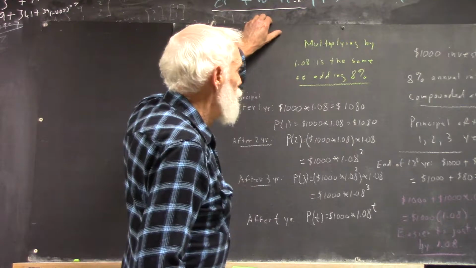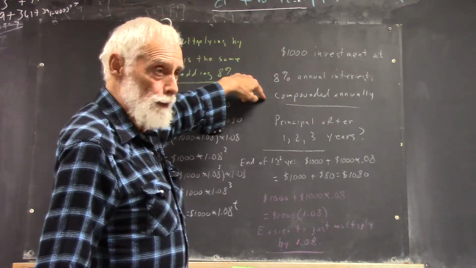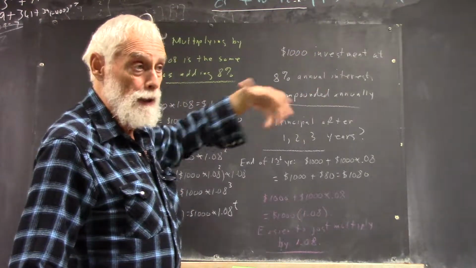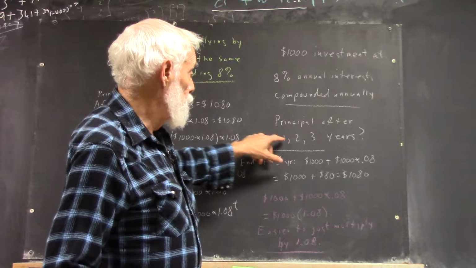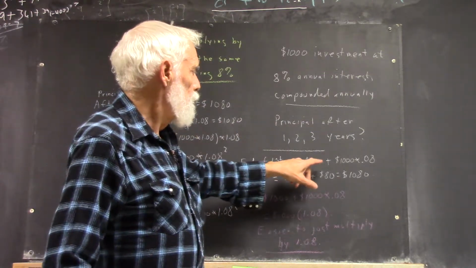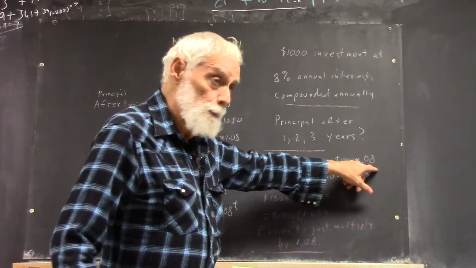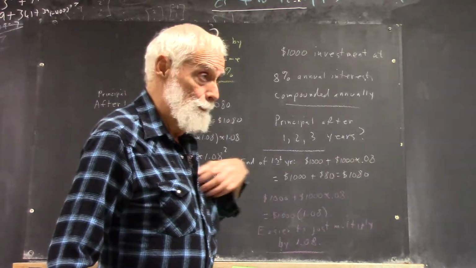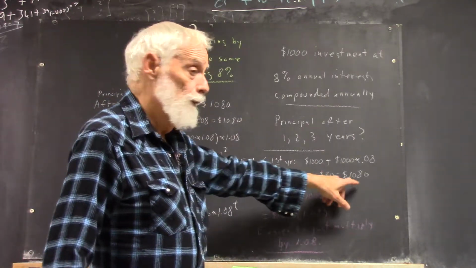We have $1,000 invested at 8% annual interest compounded annually, just reviewing what we did in my class last week, okay? We want to calculate the principal after 1, 2, and 3 years. Well, at the end of the first year, we'd have 1,000, and our interest would be 8% of 1,000, okay? Now, that's 1,000 plus $80, $1,080.